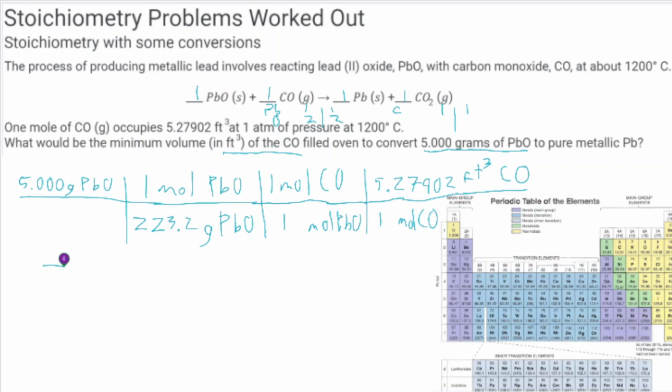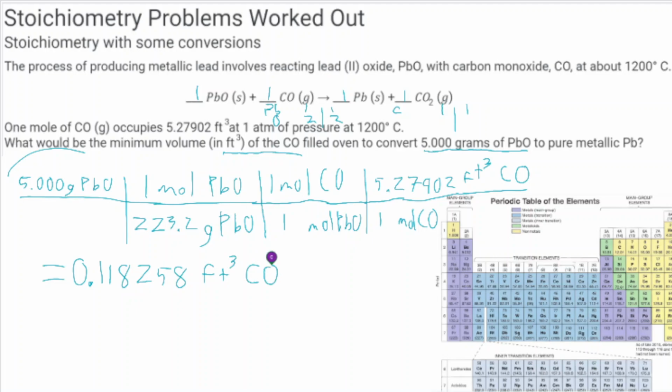So now we can multiply everything on top. We're going to multiply the 5 by the 5.27902, and then divide by everything on bottom, the 223.2. When we do all that math, we get 0.118258 cubic feet of CO.